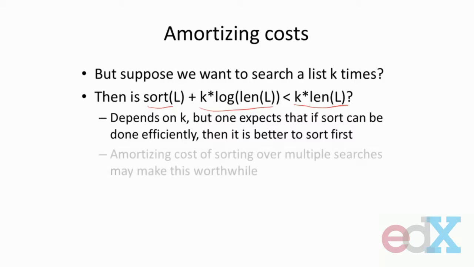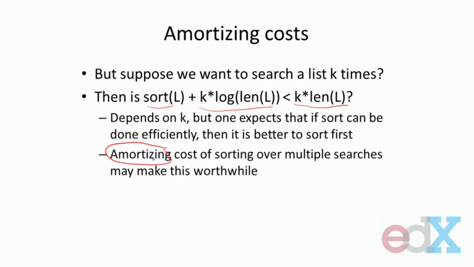This is what we refer to as amortizing. We're spreading out the costs. We're spreading out the cost of sorting over multiple searches, and doing so may well make this worthwhile. So now the question is, how efficiently can we sort? Because if we can do it well, we really may be better off using binary search. And that takes us back to where we started, which is to say, then we can reduce a lot of search problems just to a known solution, which is binary search.